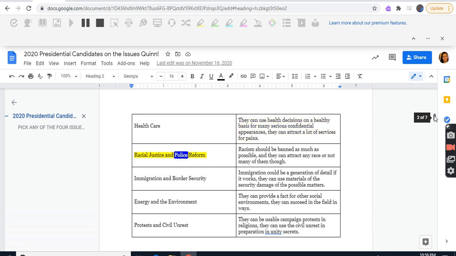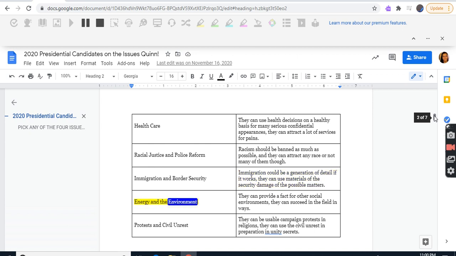Racial justice and police reform. Racism should be banned as much as possible, and they can attract any race or not many of them though. Immigration and border security. Immigration could be a generation of detail if it works. They can use materials of the security damage of the possible matters.